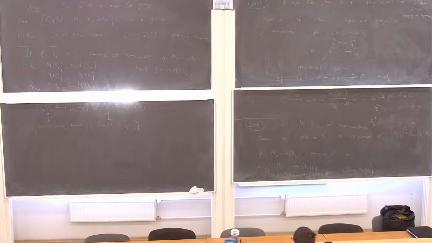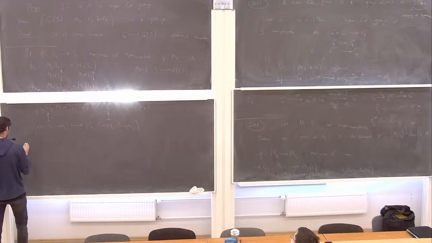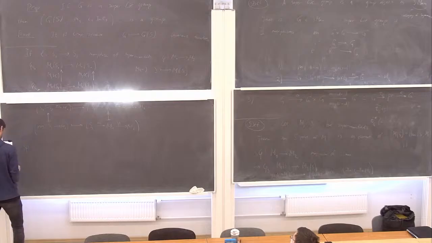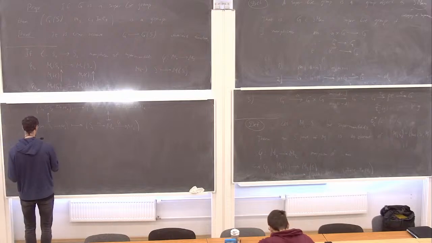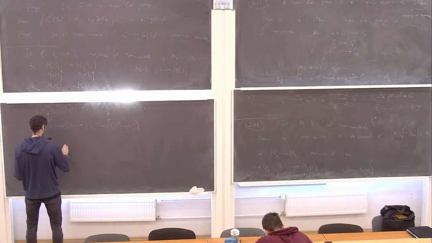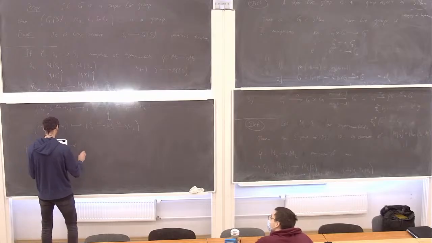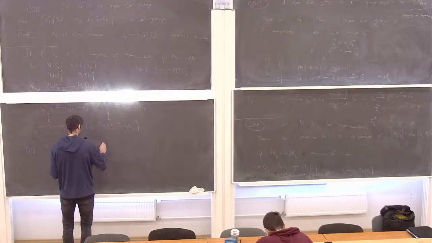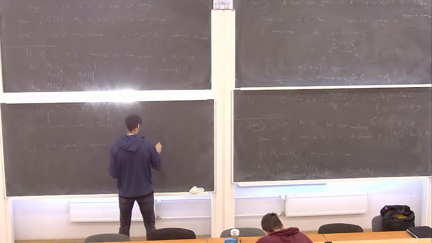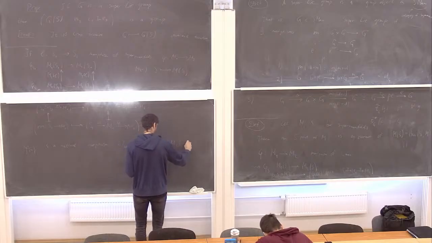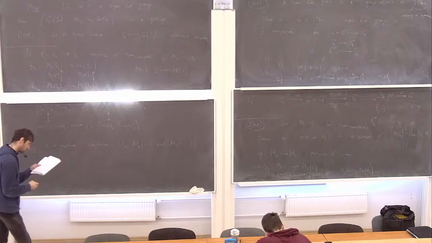And that just says that phi defines a natural morphism between functors M1 and M2. So phi is a natural morphism between M1 and M2.